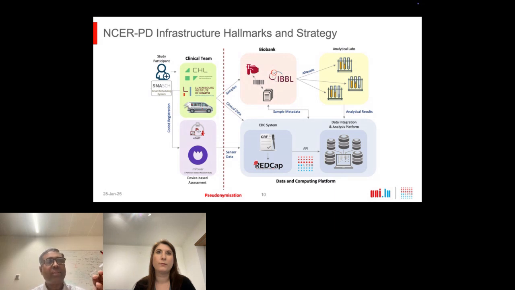Okay, so this SMASH system, we built that one. It captures, because in Luxembourg the patients speak four languages: German, French, Luxembourgish, and Portuguese as well. So it captures the language of preference, and also the event.